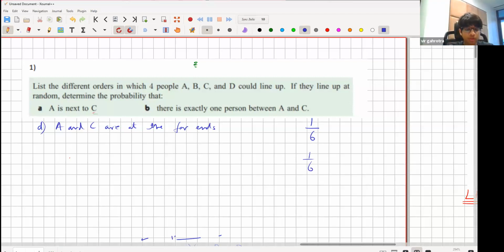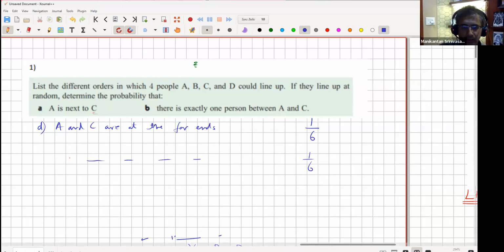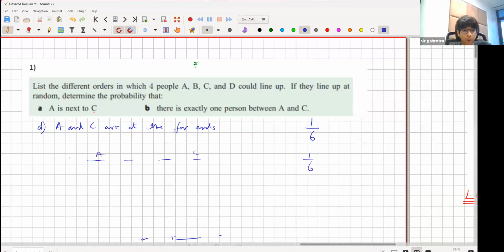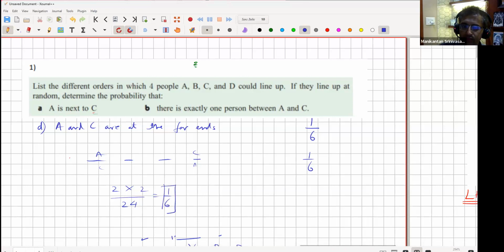Yeah. So the way I did it was I said that assume A and C are at the ends. And we can switch B and D around. That's 2 combinations. And then we have another 2 combinations where C and A are switched, and the positions of B and D are switched, giving us 4, and we know that the total number is 4 factorial, thus we get 4/24, which is 1/6. Wonderful. Any other way in which we could have done this?